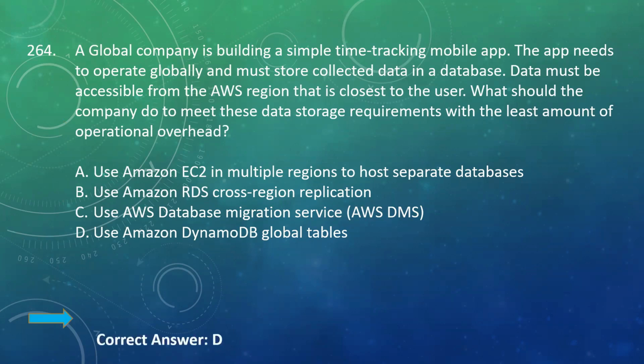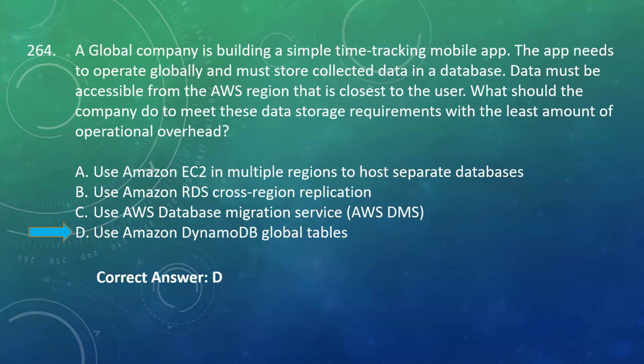And the correct answer here is option D, use Amazon DynamoDB global tables. DynamoDB global tables provide a fully managed multi-region and highly available NoSQL database solution. With DynamoDB global tables, you can replicate data across multiple AWS regions, and the service takes care of the underlying replication and management. This allows your app to read and write data with low latency access from the regions closest to the user. Now, if you would have chosen option A, which is use Amazon EC2 in multiple regions to host separate databases, this option would have meant a lot of operational overhead. So, as I always say, the keyword in this question to identify the right option was avoid or probably least amount of operational overhead. That is why we have chosen option D, which is use Amazon DynamoDB global tables.